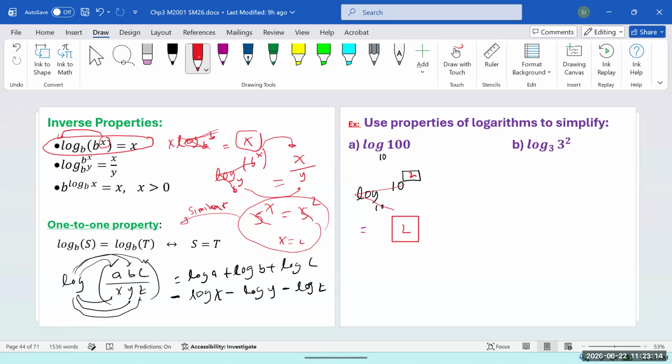So who knows the answer for B? Also 2, because the base 3 and log base 3 cancel out. What is log 100? 2. And why is it 2? Because we have 100 as 10 squared. The power is the answer, not the base.